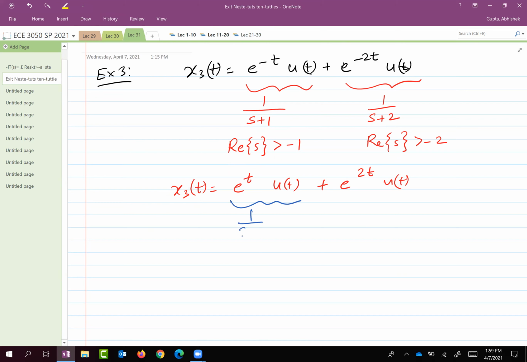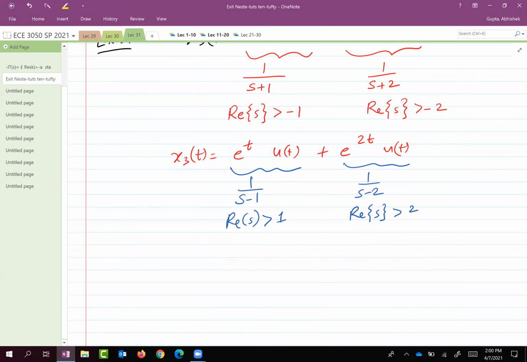For this one, it's 1 over s minus 1, real part of s greater than 1. For this term, it's 1 over s minus 2, real part of s should be greater than 2. So this is just the individual term. Now we want to figure out what the Laplace transform of this overall sum should be. Let me call it x4, just so that the two signals are distinct.